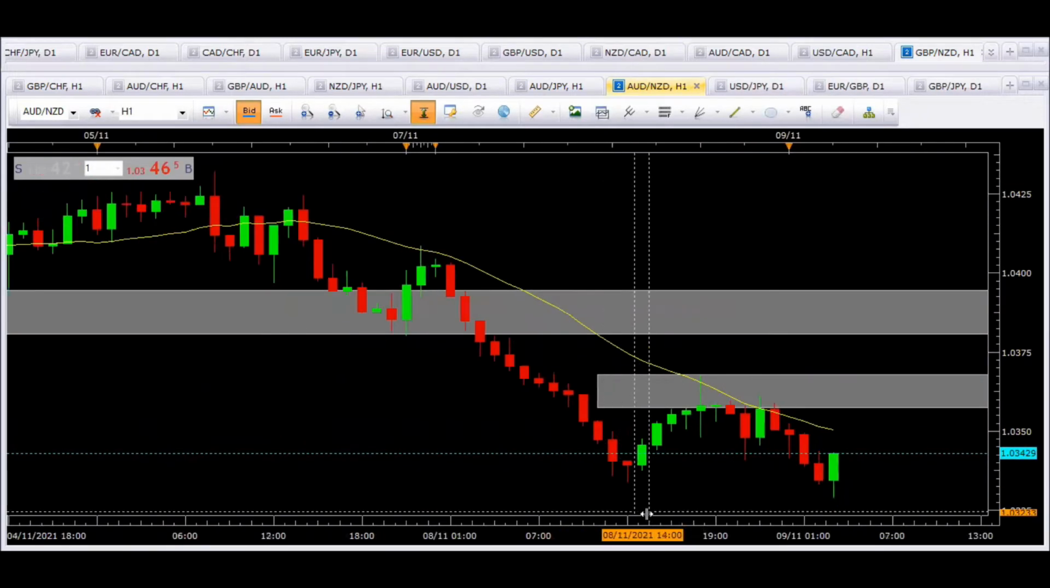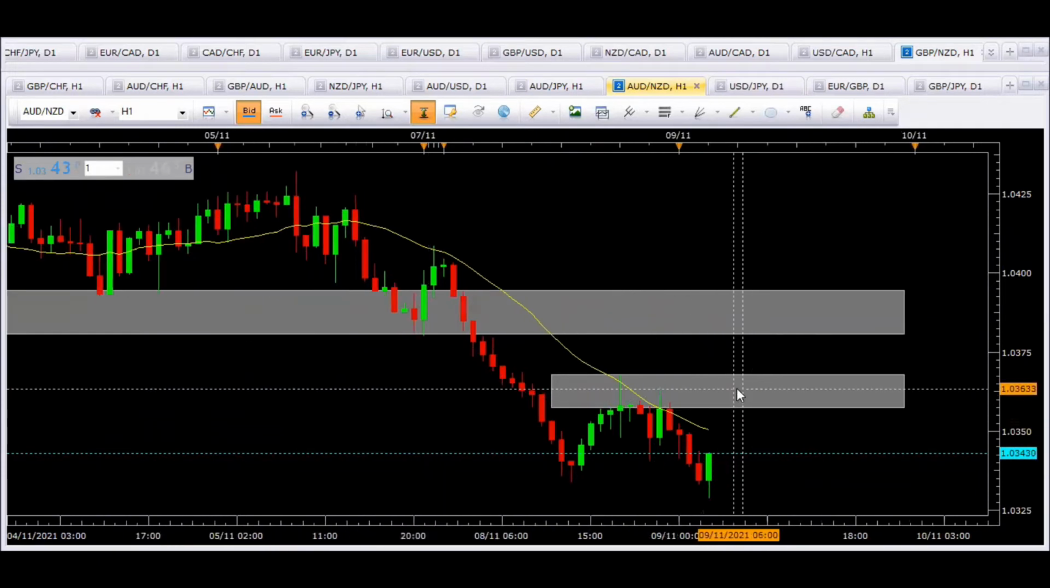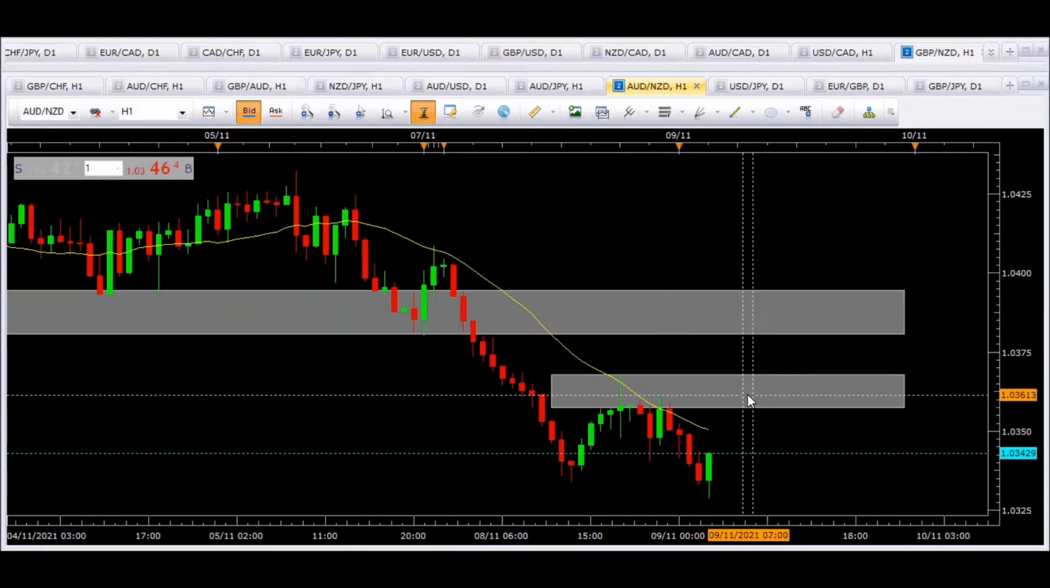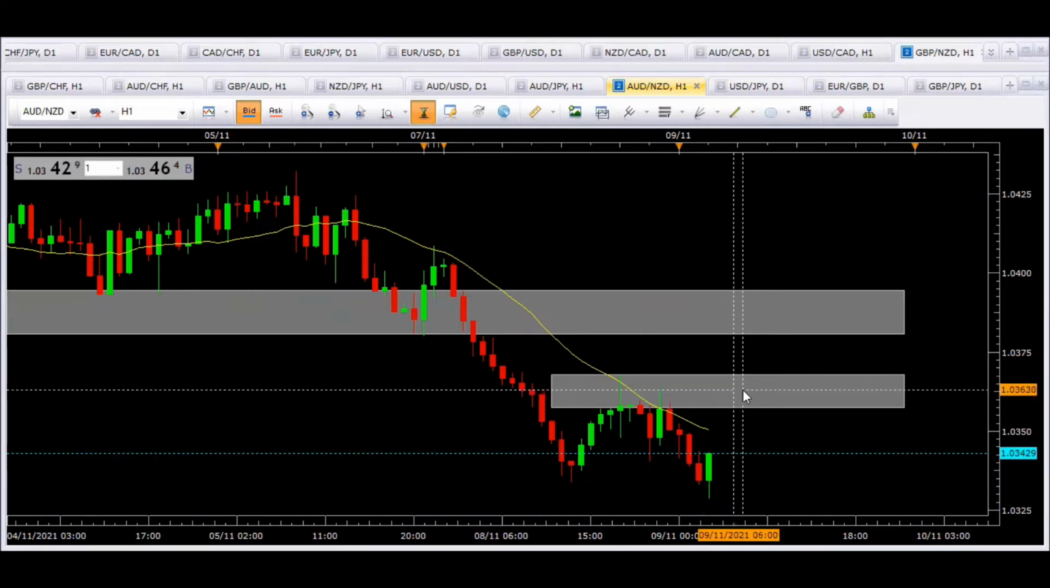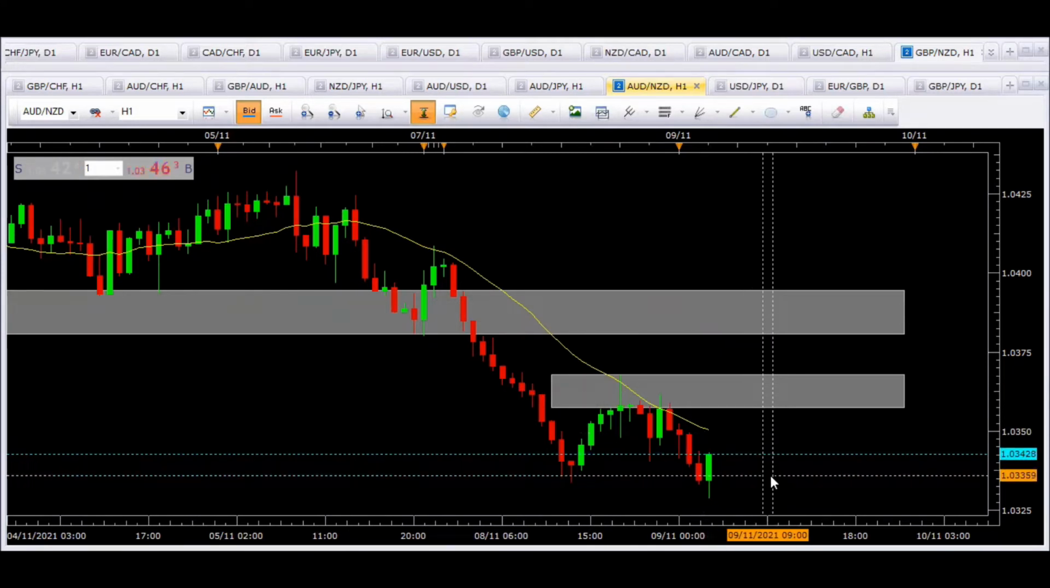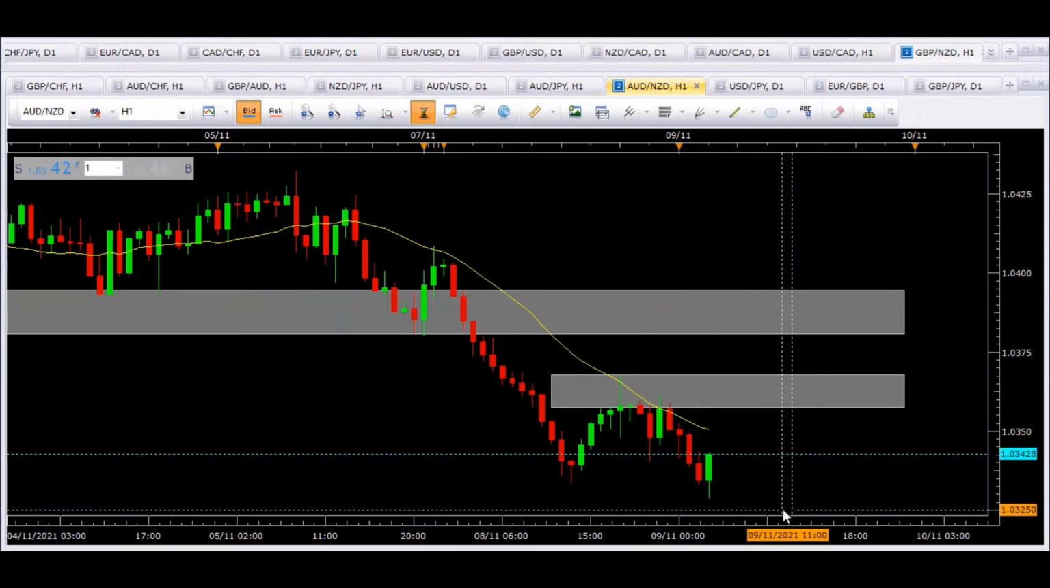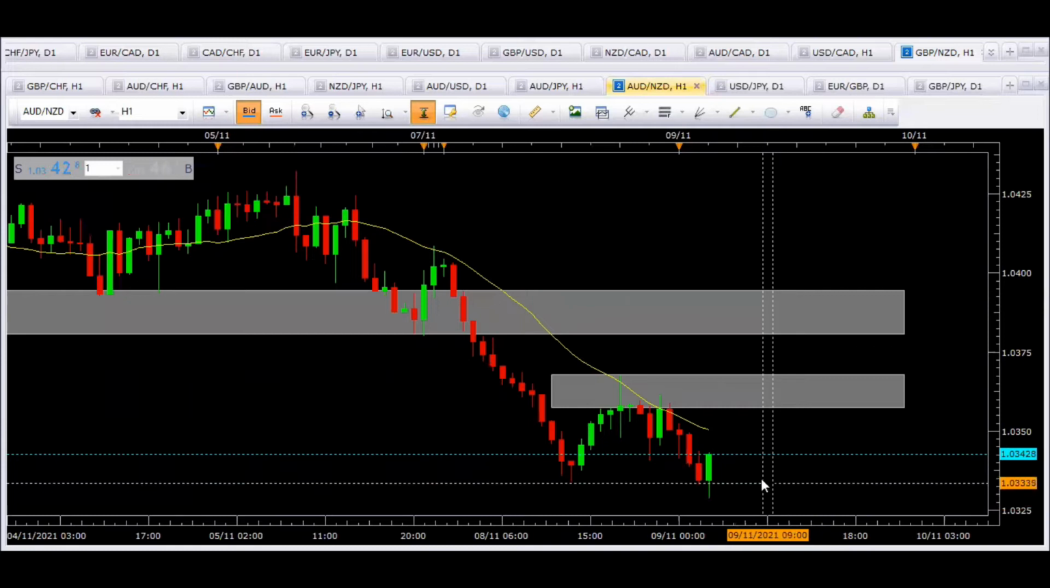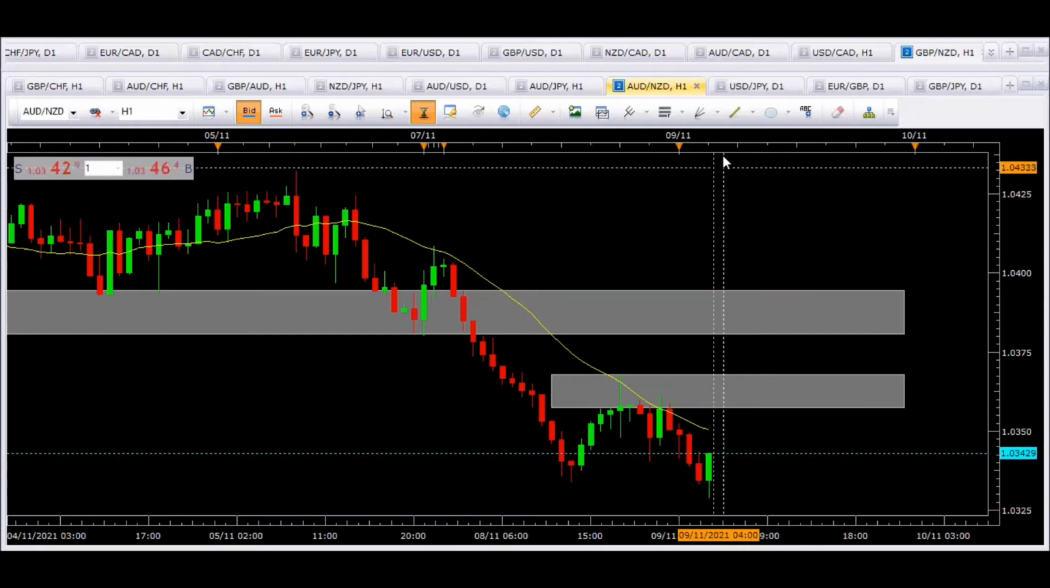So what I'm looking for, guys, is price to get to this first grey zone, really. Price to get to this grey zone, bearish candlestick pattern. First target is back down to this low. Second target is the blue line from the day chart. Okay, so Aussie dollar, New Zealand short.